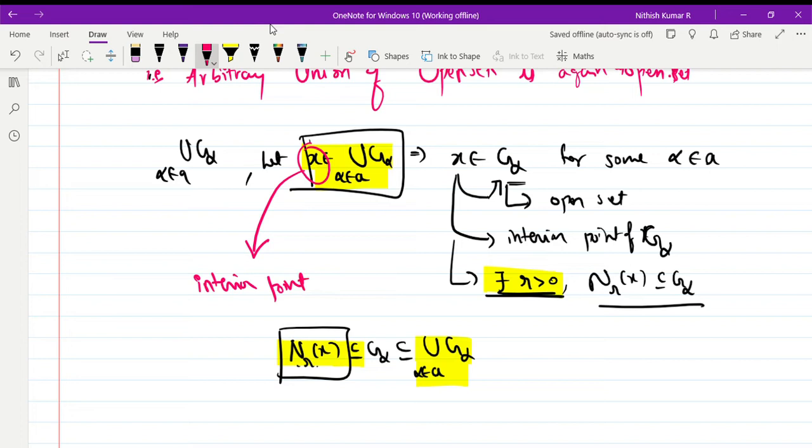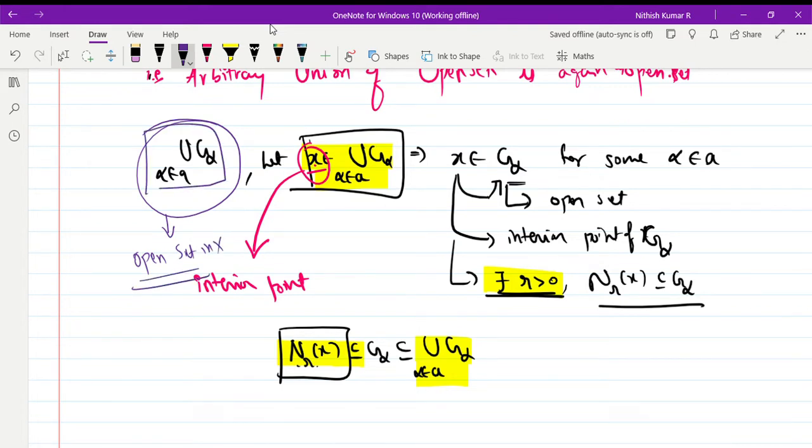Now this x belonging to the union of G alpha is arbitrary. So every point of the union of G alpha, alpha belongs to A, is an interior point of the union. This implies the union is an open set in X. Therefore an arbitrary union of open sets is open. Okay.